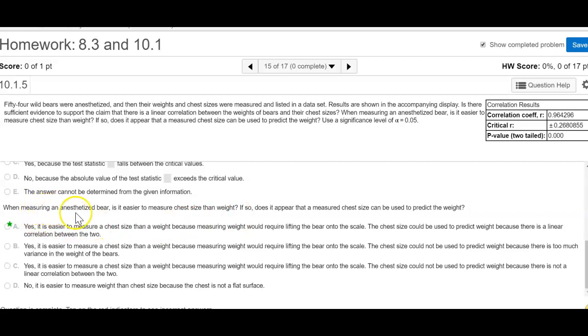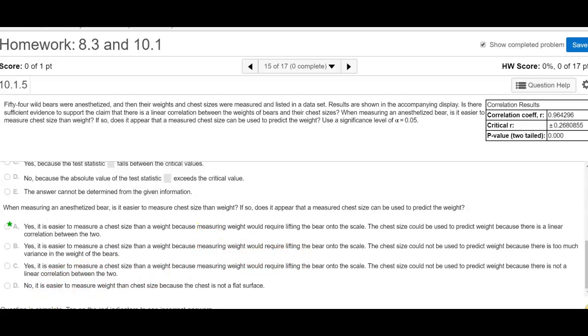So when measuring the bear, is it easier to measure chest size than weight? And if so, does it appear that a measured chest size can be used to predict the weight? Yes, it definitely is. You don't have to lift a bear onto a scale. That's kind of a funny thing. And the chest size can be used to predict the weight because there is a linear correlation between the two.